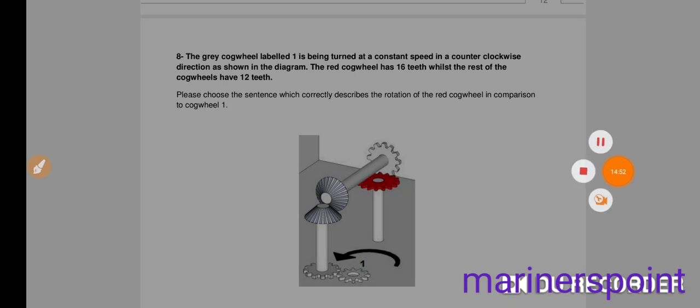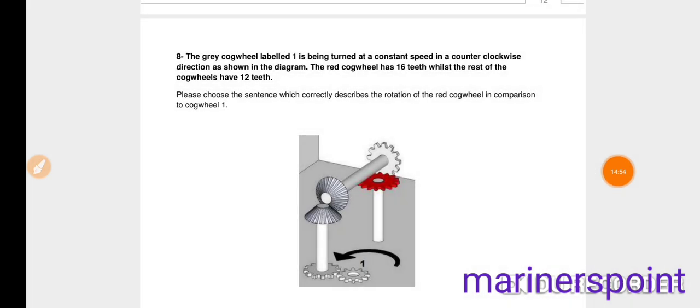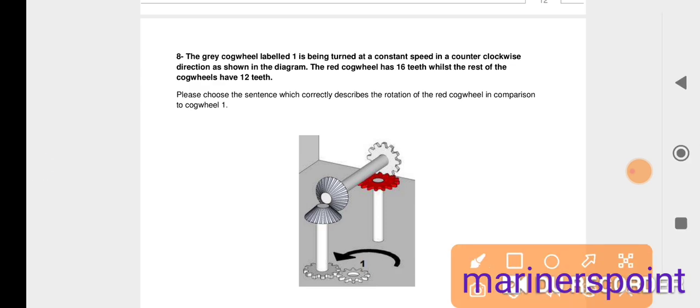In this figure it is very simple, you have to calculate direction and speed. I have already told you the direction: external gear, direction changes; internal gear, direction will be the same. First of all, we will conclude which will be slower or faster. Here in this question, for the red wheel the number of teeth is 16 and for the other wheel the number of teeth is 12. When the number of teeth increases then its size will increase and automatically its speed will decrease.